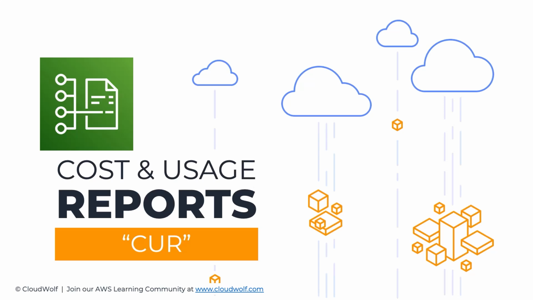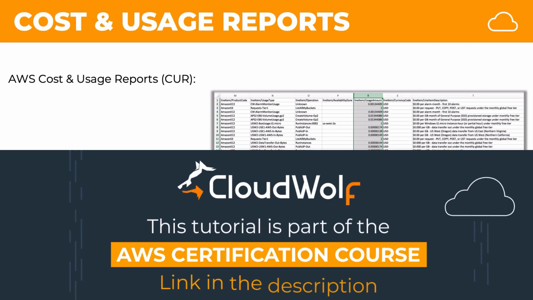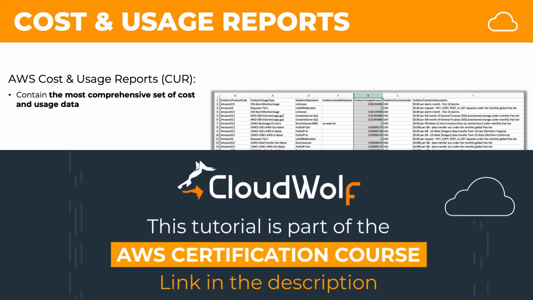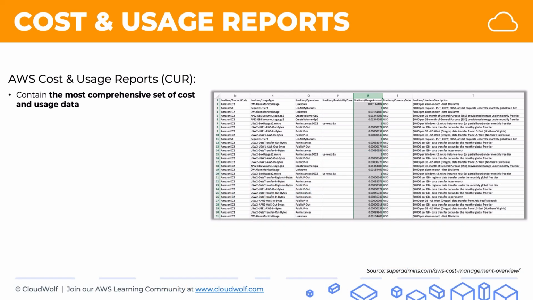Hello and welcome back. Today we're talking about cost and usage reports, or CUR for short, in AWS. So cost and usage reports, this is what it looks like. Just remember that it contains the most comprehensive set of cost and usage data. So it gives you all the details you can possibly get in cost and usage data. If you see an exam question like that, then definitely the answer will be cost and usage reports.